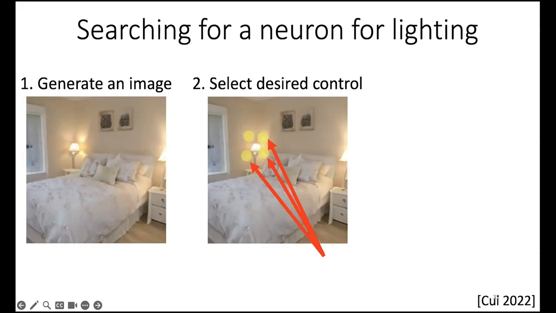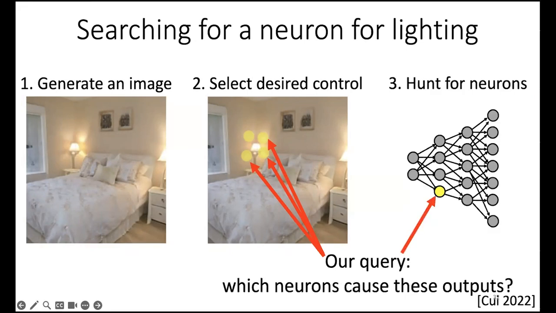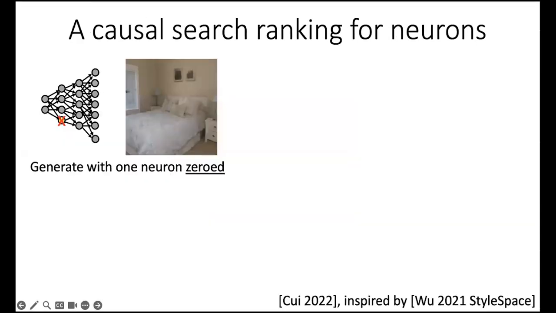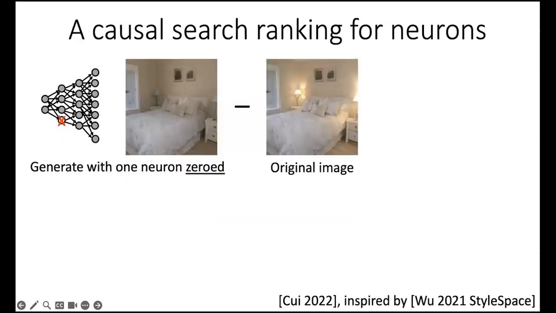So let's make a little mask that shows where the light reflection pixels are in the image. And then I'm going to hunt for neurons that seem to be causal for these pixels. One way we could do it is turn this neuron off and see what effect it has when we regenerate the image. Here's what it looks like in this case. You can see that when I turn that neuron off, it has a little bit different behavior in the image.